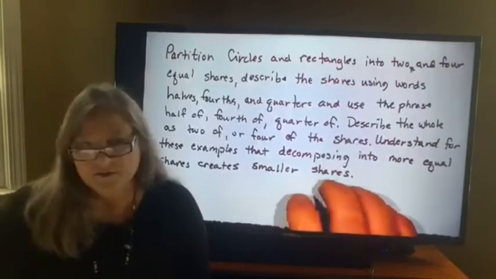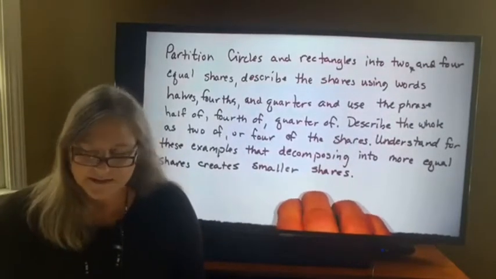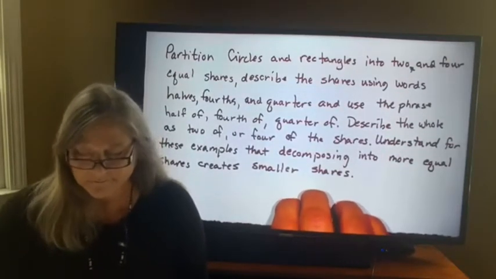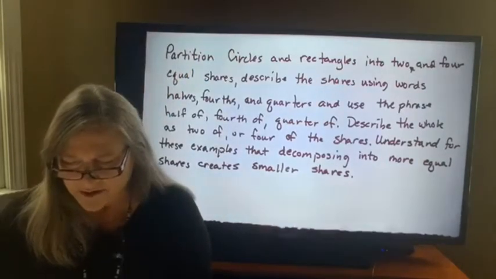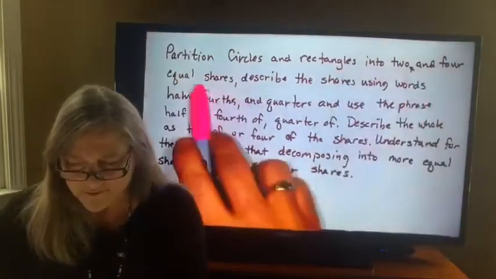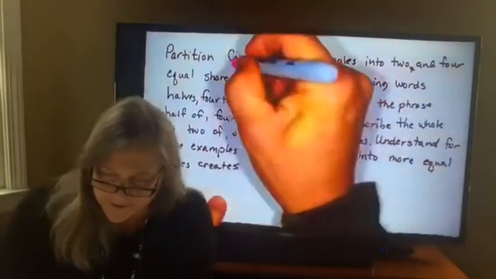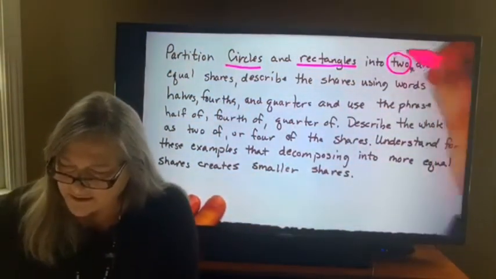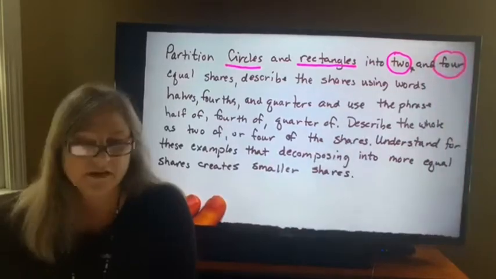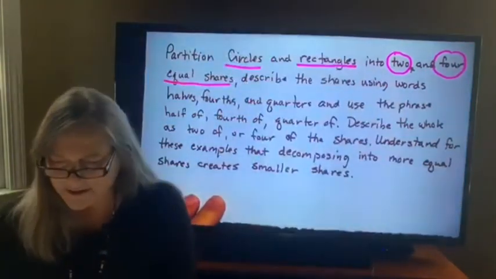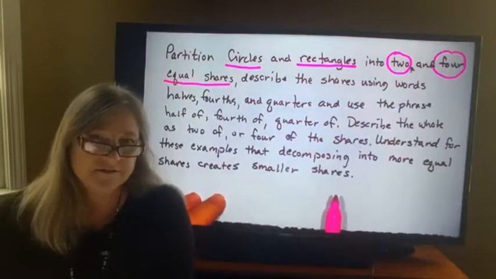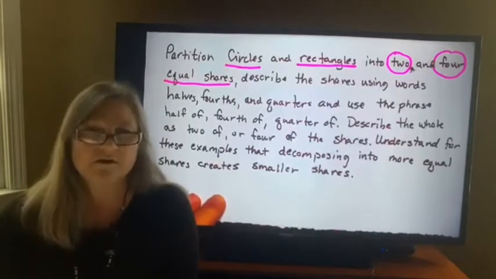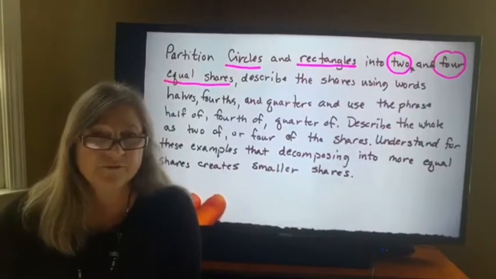If you look, this is an Ohio standard. There are very similar standards in all states. But let's break this standard down a little bit so that you can better understand what they mean. So, partition circles and rectangles into 2 and 4 equal shares. That's the first piece. We need to focus on both circles and rectangles, and we're going to look at it in terms of 2 and 4 equal shares. Describe the shares using words: halves, fourths, and quarters, and use the phrases half of, a fourth of, a quarter of. So that's the terminology, the verbiage.